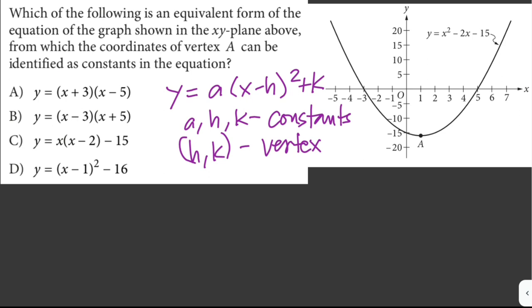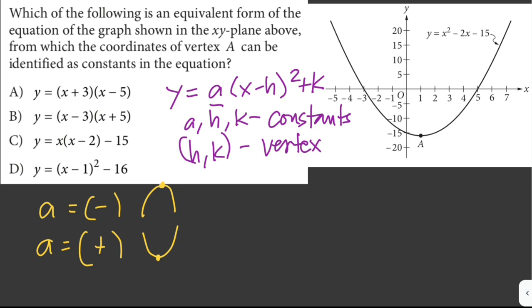Depending on the sign of a, the constant k must be the minimum or maximum value of the quadratic function. If a is negative, then the parabola opens downwards, and k is the maximum value. When a is positive, the parabola opens upwards, and the value of k is the minimum.